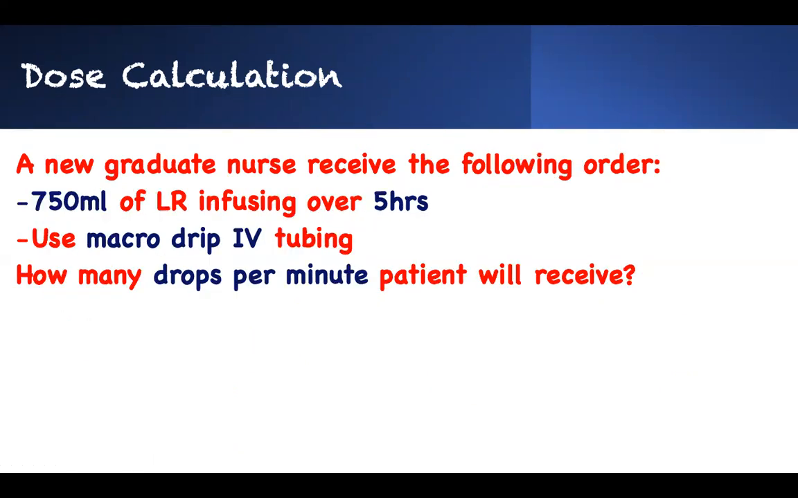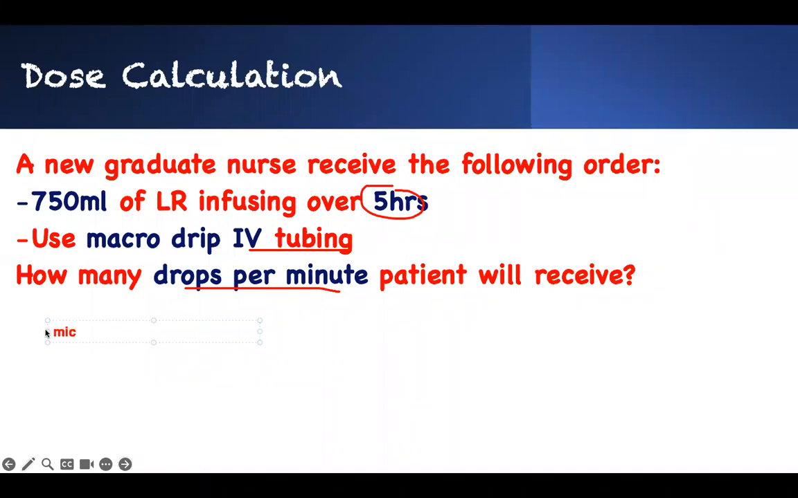A new graduate nurse received the following order: 750 ml of lactated Ringer's is infusing over 5 hours. A macrodrip IV tubing needs to be used. How many drops per minute should the patient receive? This question is different. We're looking for drops per minute, and they've given you macrodrip IV, and how much you should infuse in 5 hours. You need to remember these numbers.